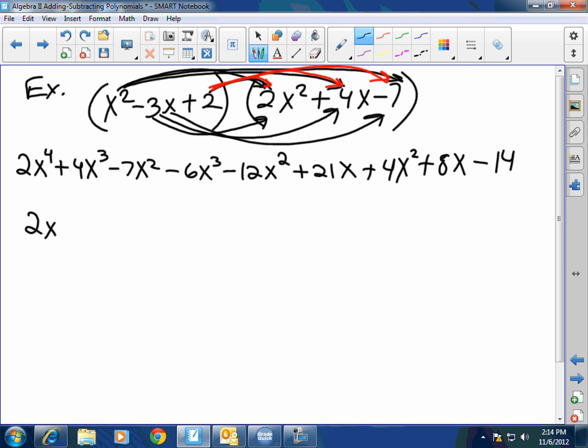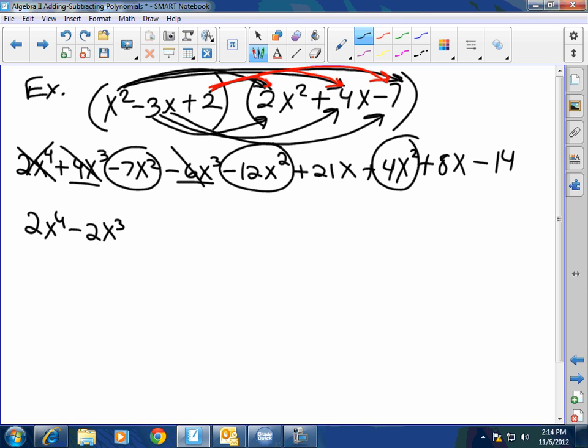This is 2x to the 4th. Okay, then I have 4x cubed and negative 6x cubed, so that's negative 2x cubed. I got negative 7x squared and negative 12x squared, and a 4x squared. So that's going to be negative 15x squared. Great job, gentlemen. Great job. Then I got a 21x, and boom, 29x minus 14.